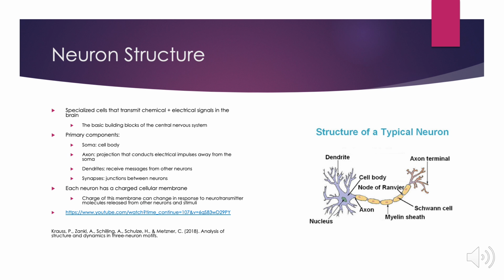There are other components of the neuron that we won't discuss today, as they're not super important to neuronal communication. However, they are important to neuronal function. Now, each neuron has a charged cellular membrane, and the charge of this membrane can change in response to a neurotransmitter molecule that's released from other neurons and stimuli. We're going to watch this short video that describes the structure of neurons in depth.